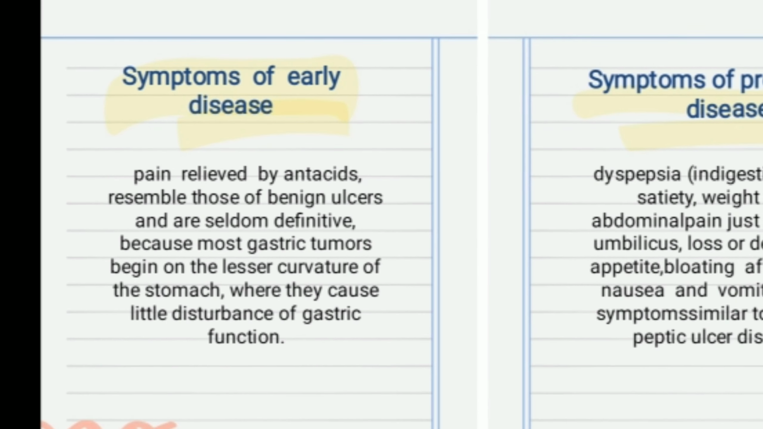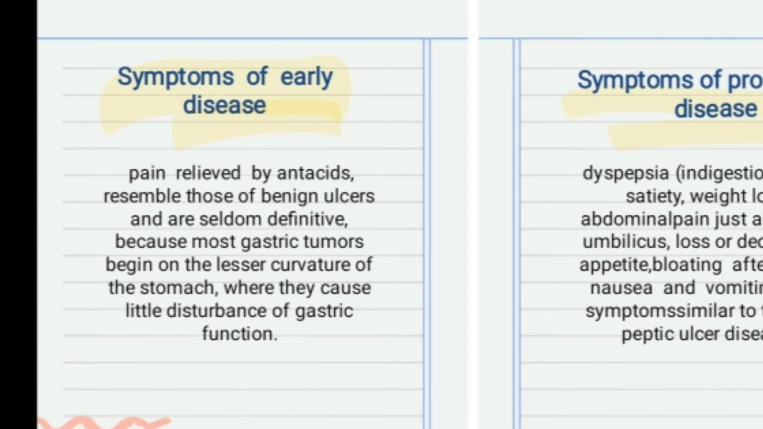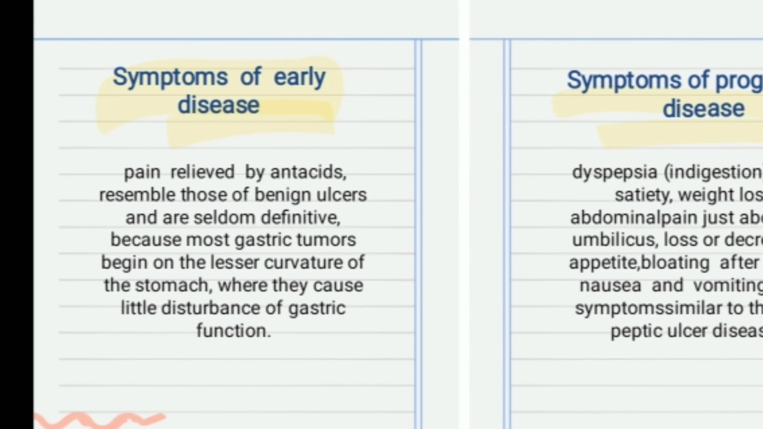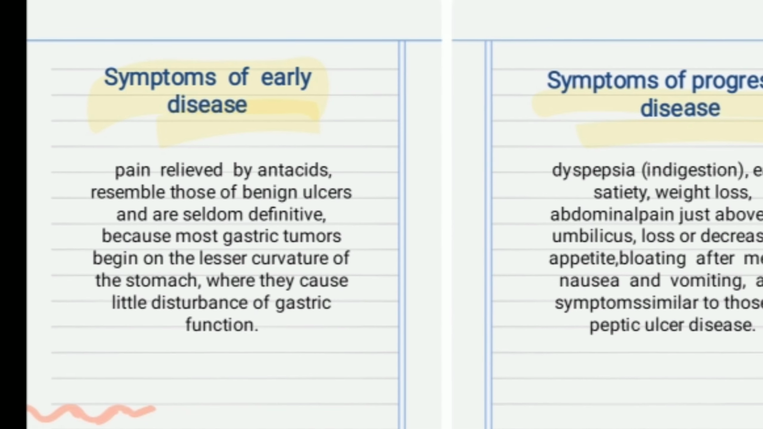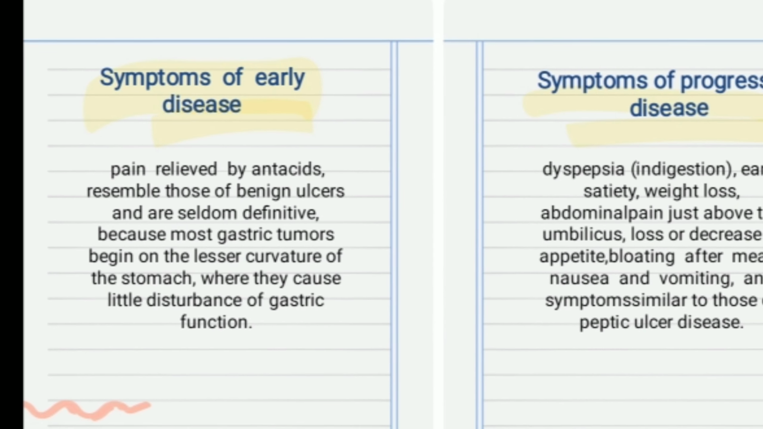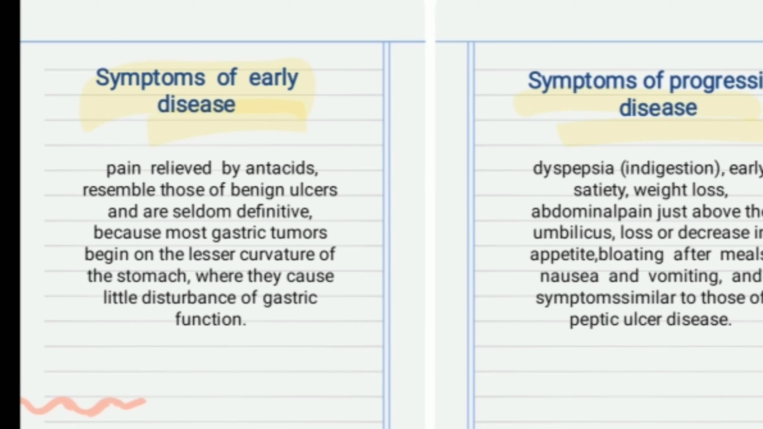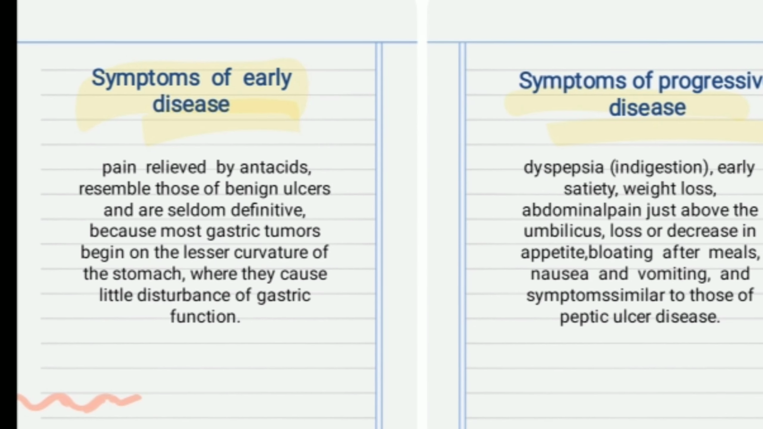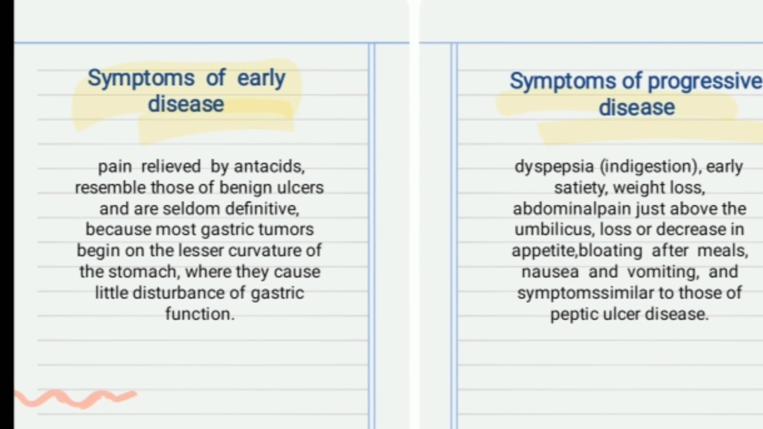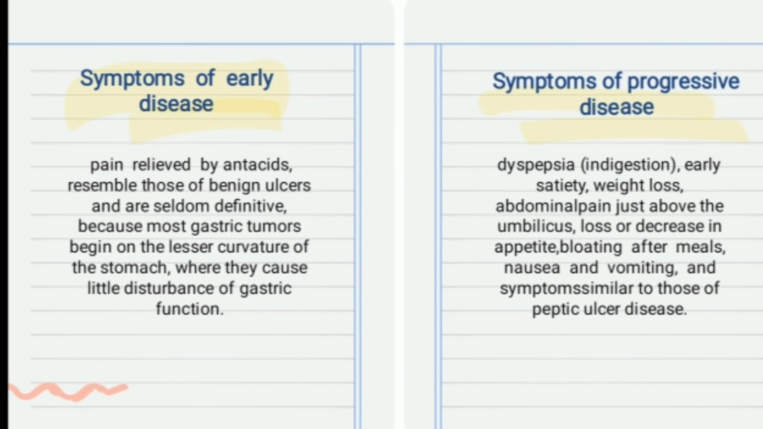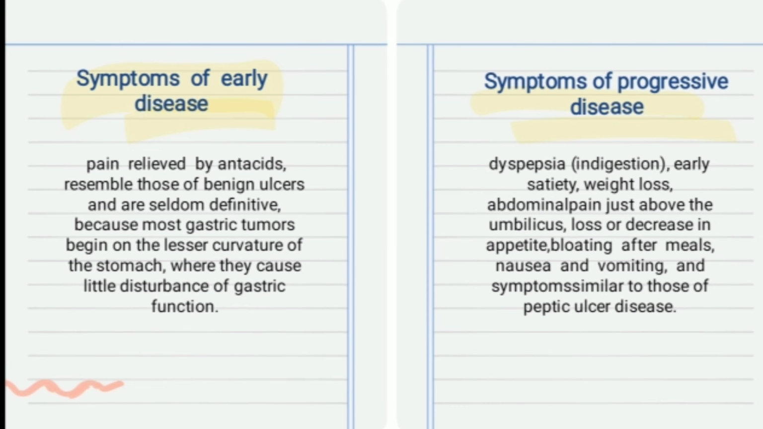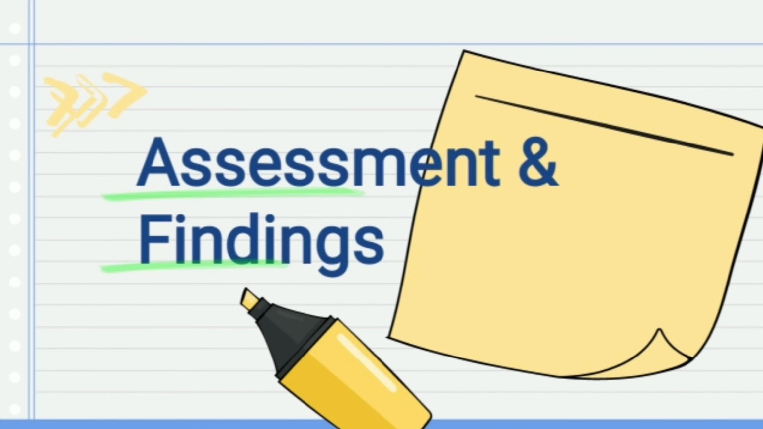So, next, symptoms of progressive disease include dyspepsia or indigestion, early satiety, weight loss, abdominal pain just above the umbilicus, loss or decrease in appetite, bloating after meals, nausea and vomiting, and symptoms similar to those of peptic ulcer disease. The assessment and diagnostic findings for gastric cancer.